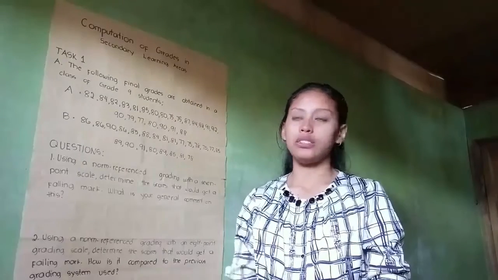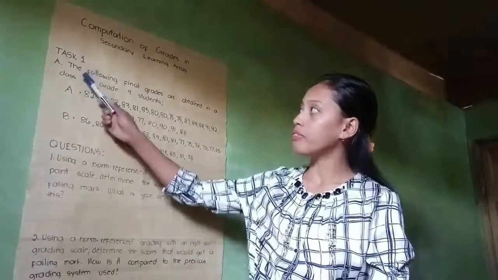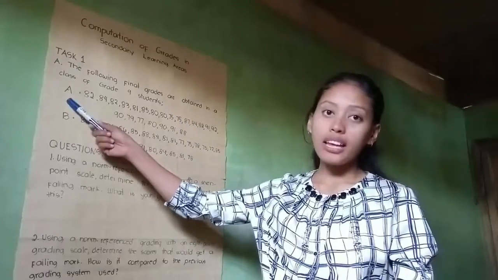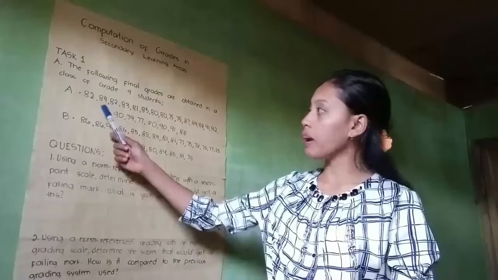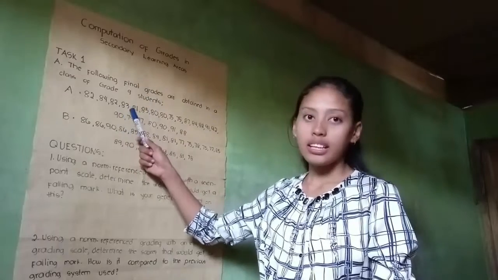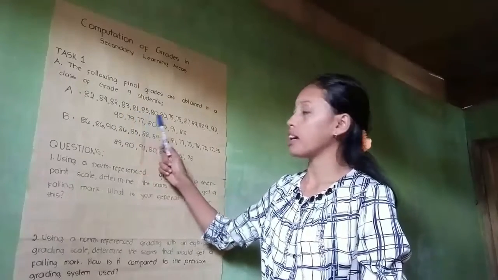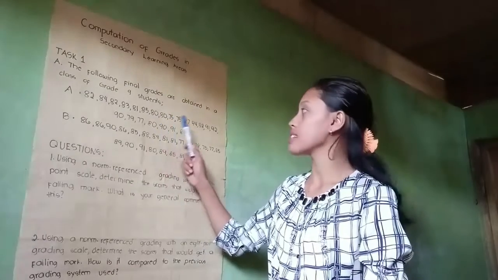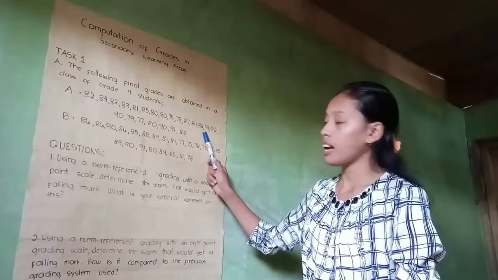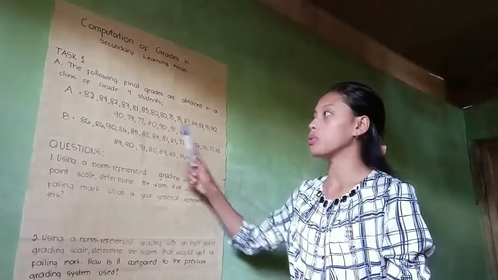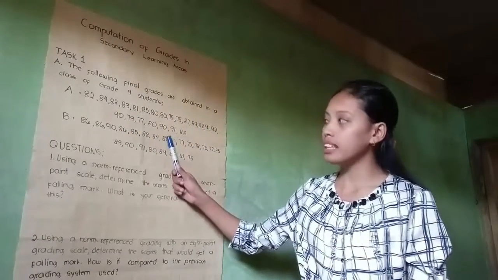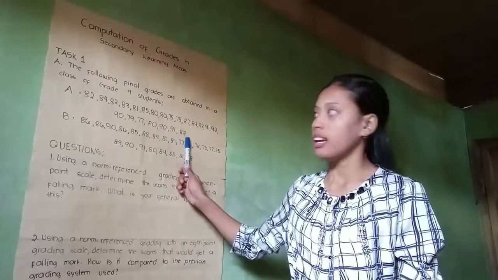Okay, let's move forward to Task 1. A. The following final grades are obtained in a class of Grade 9 students. So, we have a set A and a set B. The grades that belong to set A are 82, 84, 82, 83, 81, 85, 80, 80, 75, 75, 87, 84, 88, 91, 92, 90, 79, 77, 80, 90, 91, and 83.